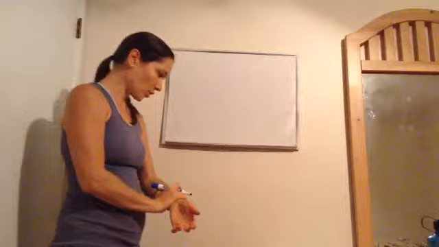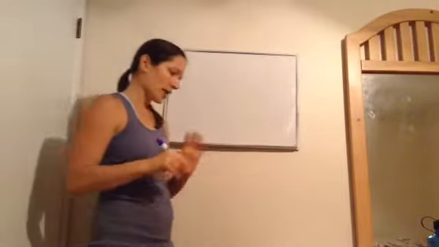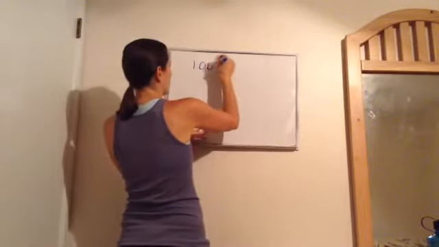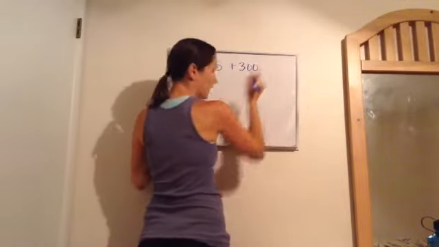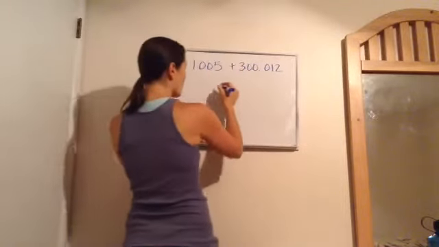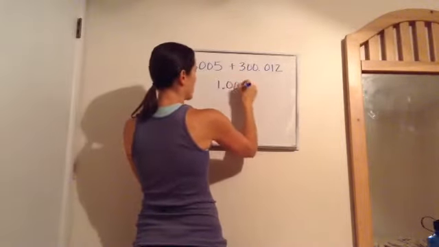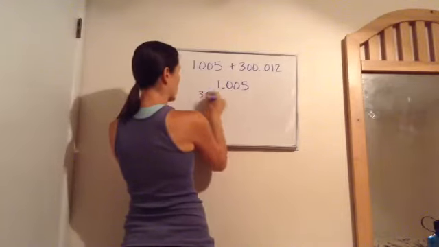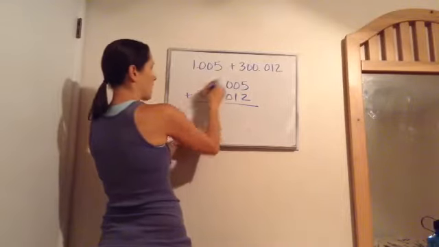Alrighty. Now, quick review on decimal numbers when you're adding, multiplying, subtracting, or dividing them. If I had 1.005 and they're wanting me to add 300.012, how am I going to line that up? Hopefully you remember that you line up the decimals when you add or subtract. So I'm just going to take that number and bring everything down to line up my decimal. See that? And I'm adding.